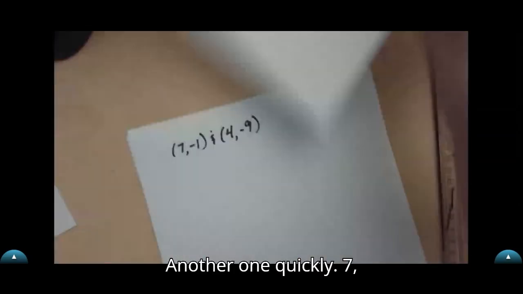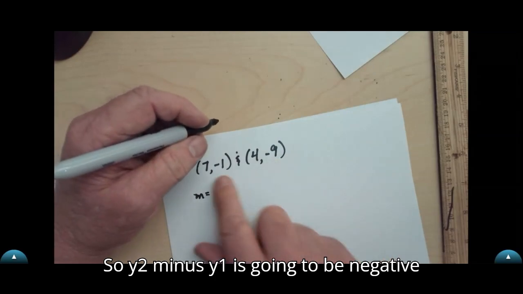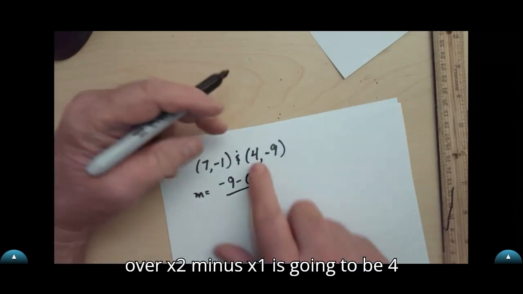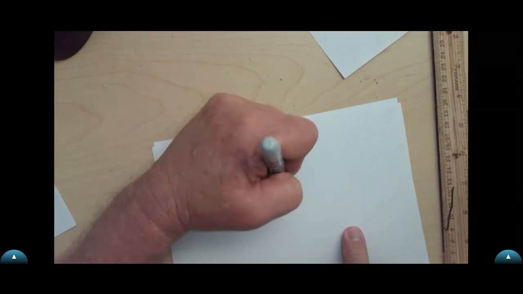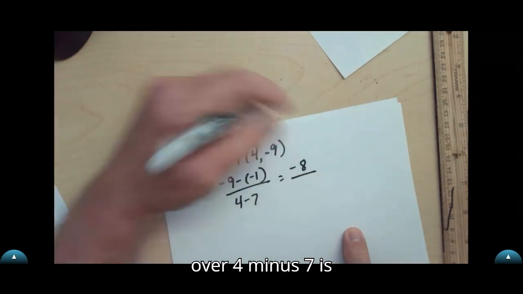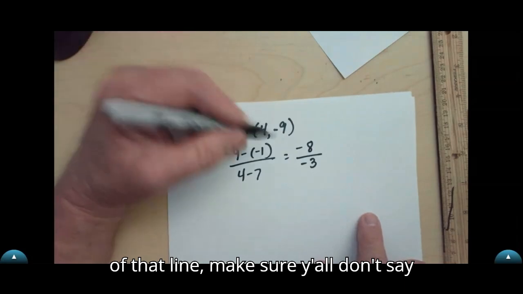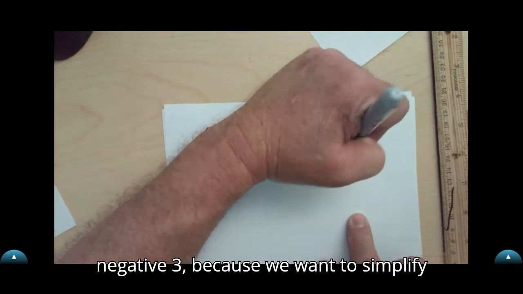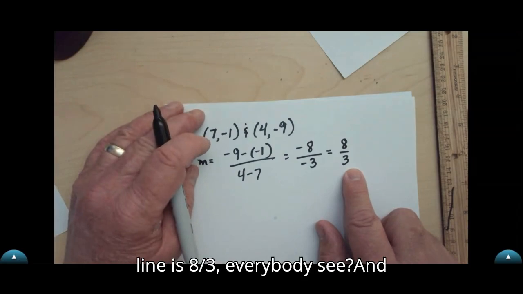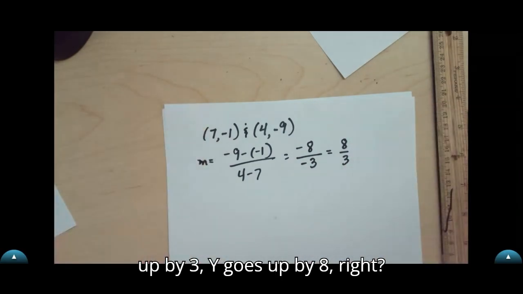Another one quickly. 7, negative 1, and 4, negative 9. So y2 minus y1 is going to be negative 9 minus negative 1 over x2 minus x1, which is 4 minus 7. Negative 9 minus negative 1 is really negative 9 plus 1, which is negative 8, over 4 minus 7, which is negative 3. So then the slope of that line, make sure y'all don't say the slope of the line is negative 8 over negative 3, because we want to simplify as much as we can. Negative divided by negative is positive. The slope of the line is 8/3. Everybody see? And of course, that's saying every time x goes up by 3, y goes up by 8, right?